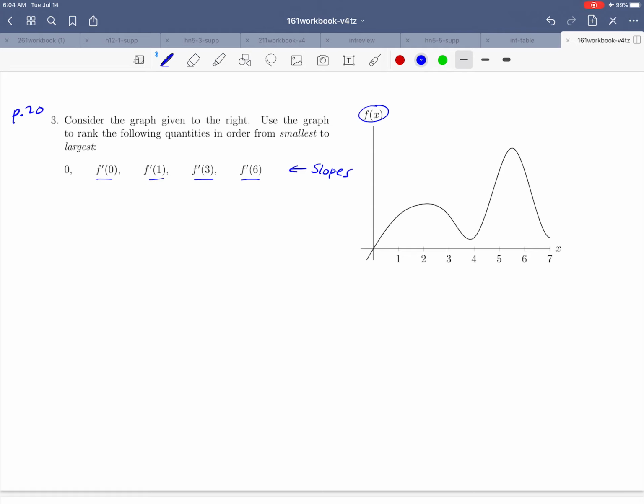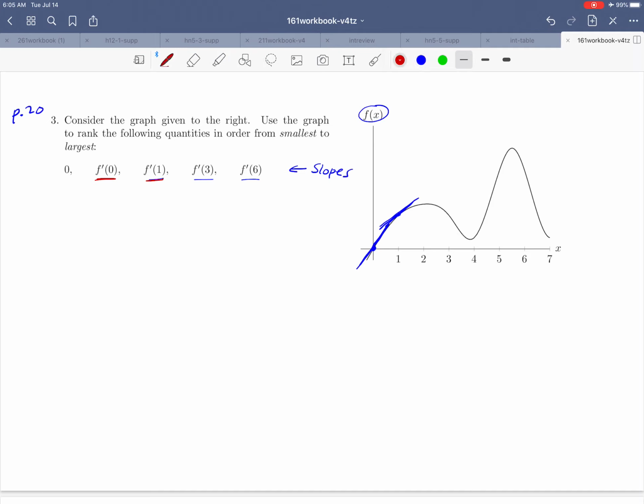Starting with f prime of 0, that means the slope of the tangent line to f at x equals 0. So I'm going to find the point x equals 0, and then very roughly try to draw in the tangent line there. It looks about like that. Then we'd move on to the next one, f prime of 1. That's the slope of the tangent line at 1. So we'll draw in a tangent line there. Maybe it looks about like that.